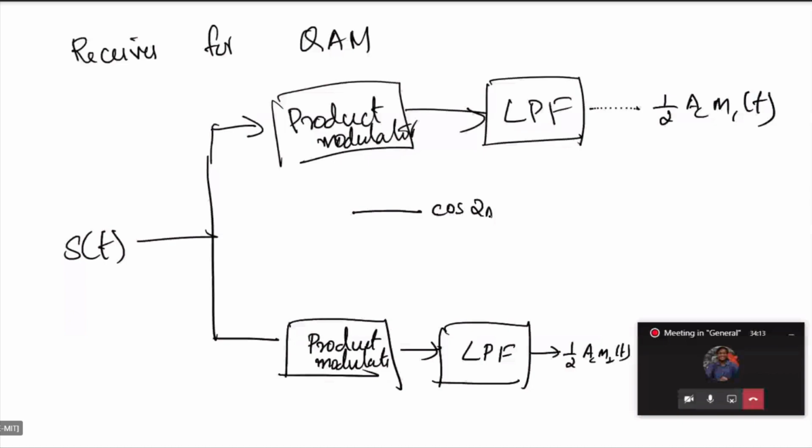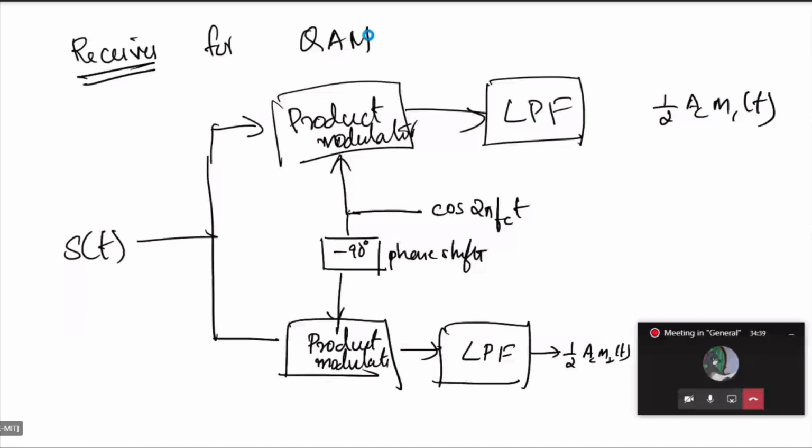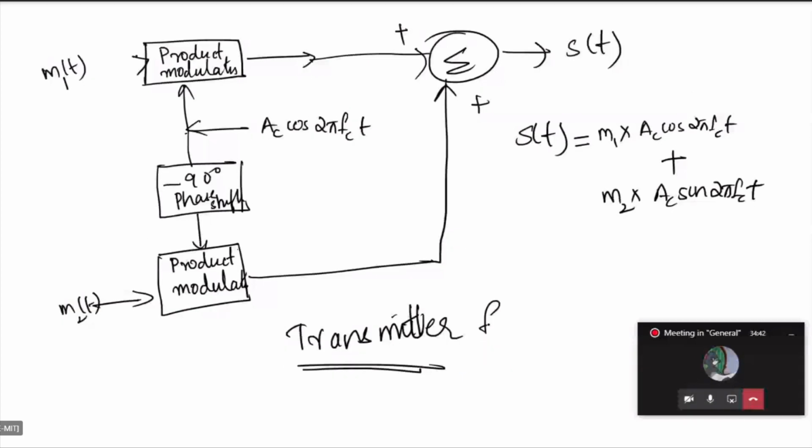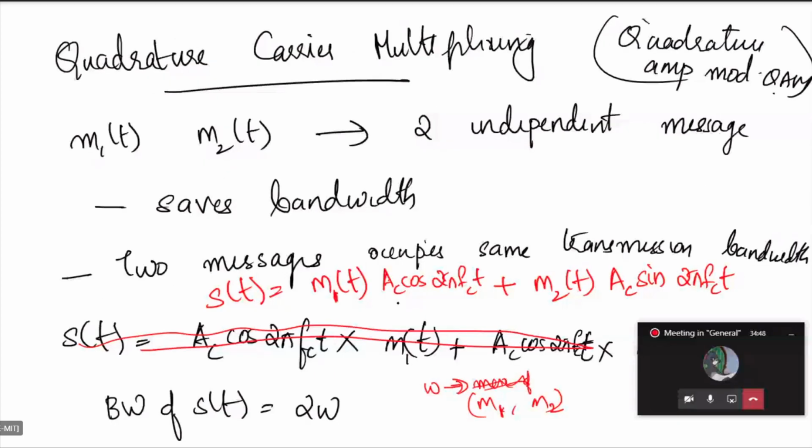Ma'am, what was the previous diagram for? That is a transmitter. This is the receiver for quadrature amplitude modulation. That means mixing two different message signals on the same carrier, using phase shifted versions of the same carrier. This is the transmitter for QAM. See, this is quadrature carrier multiplexing, or quadrature amplitude modulation. On the same carrier, with two different phase shifted versions of the same carrier, you are multiplexing two different message signals. That means within the same bandwidth 2W, you are sending two different messages.